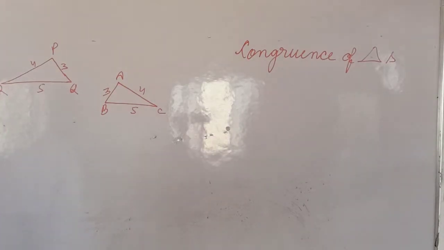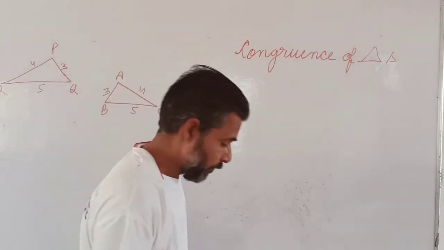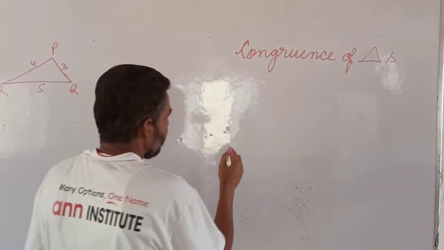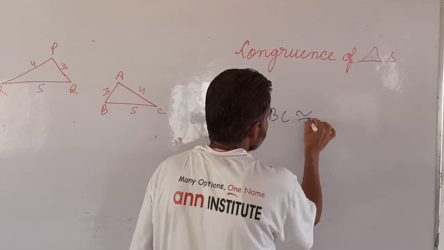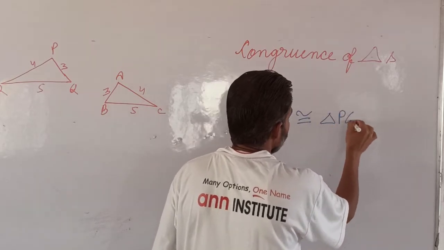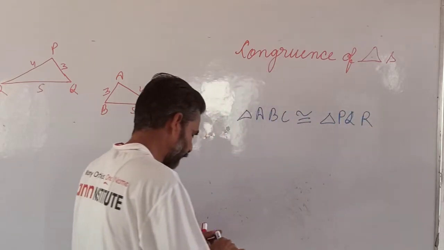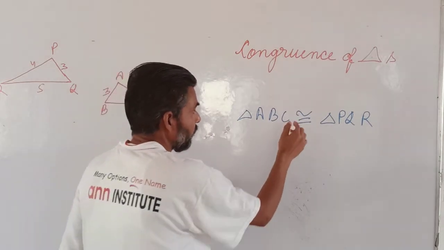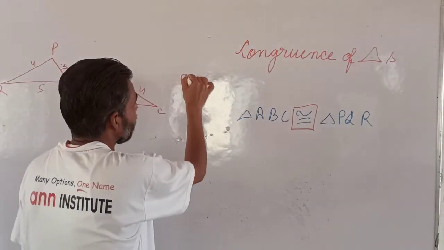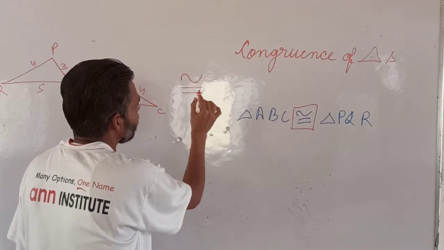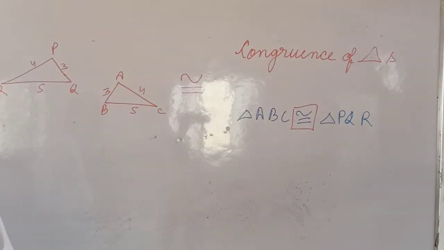Now the basic thing is how to name. Here we can write triangle ABC is congruent to triangle PQR. Now this is a sign for congruency. Congruency means one curly line and then 2 straight lines. This means the congruent triangle.